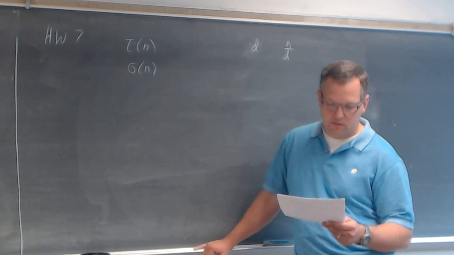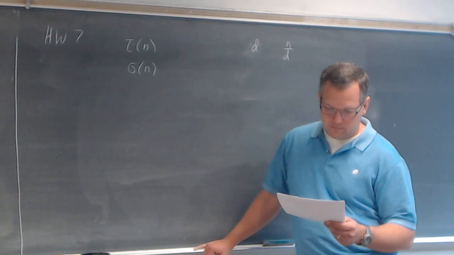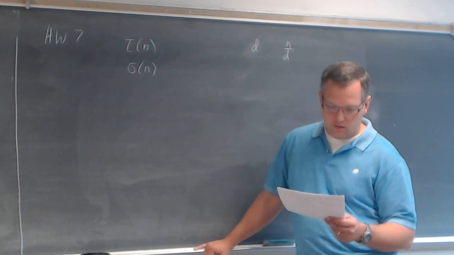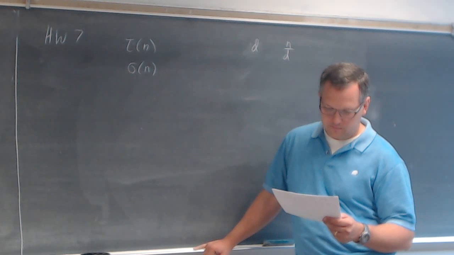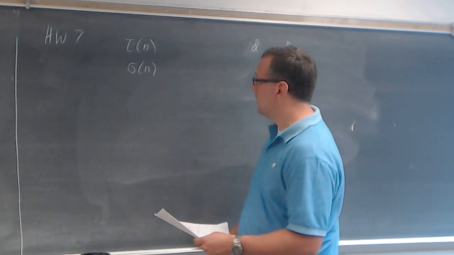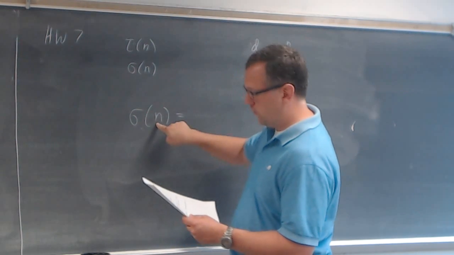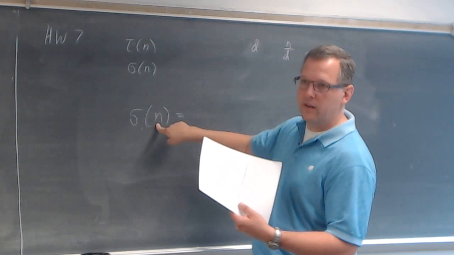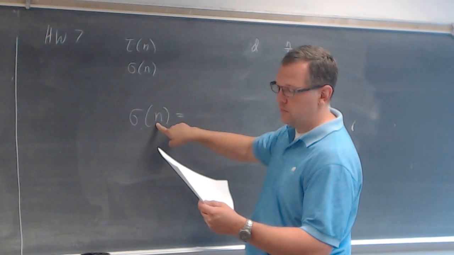Number 5. What I would do for number 5, look at some of the proofs I did for perfect numbers. Replace n with what it equals, like 2 to the m minus 1 times parentheses 2 to the m minus 1.